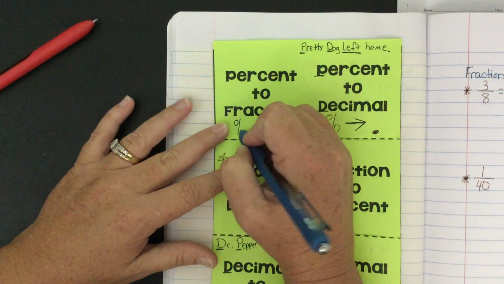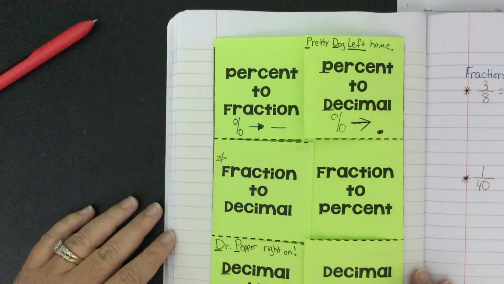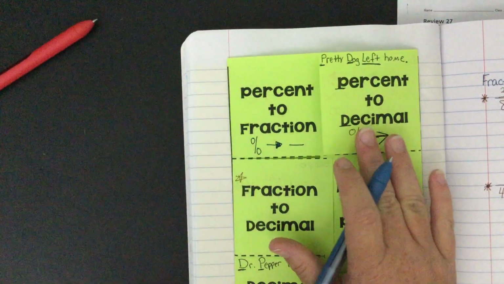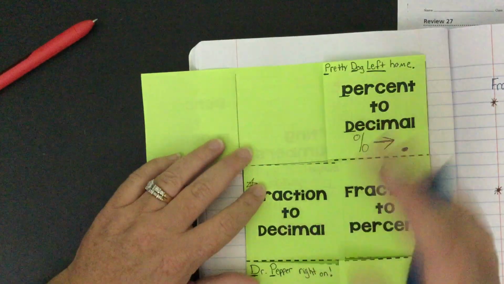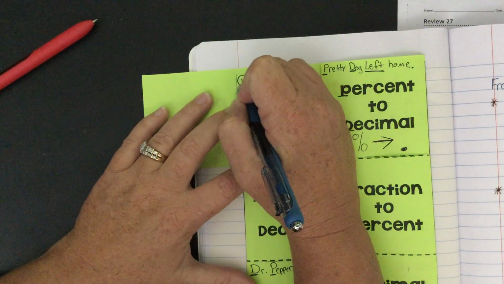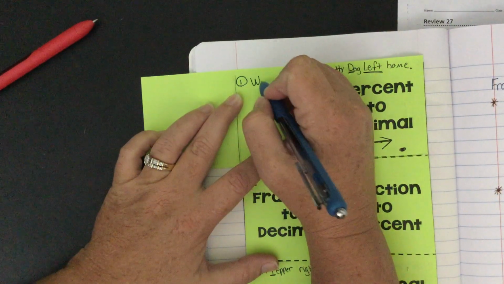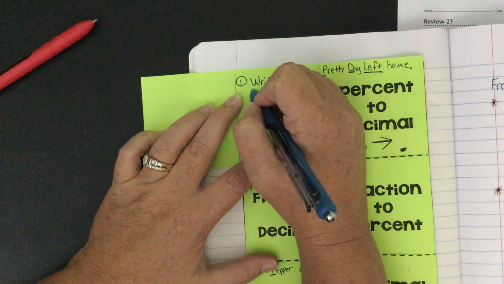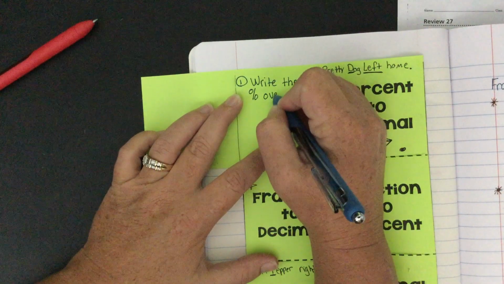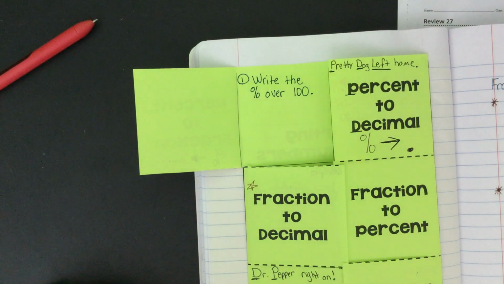So we're going to talk about changing a percent to a fraction. All right, very, very simple. Our first step when we change a percent to a fraction is we write the percent over 100. Why 100? Because that's what percent stands for. Because that's what a percent means. It means out of 100.